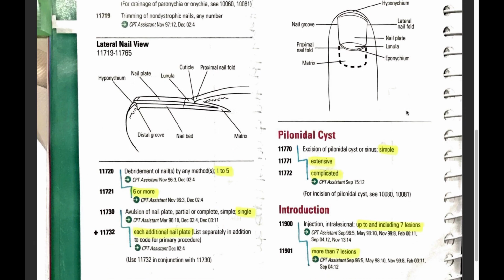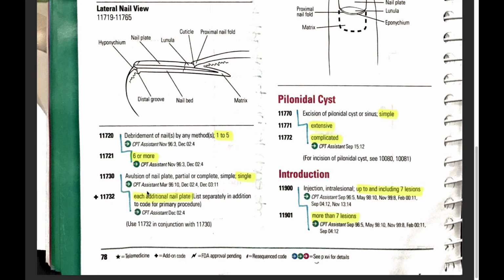Let's look at the codes. There's a debridement of nails, so even if it was multiple nails, it can only be coded once because it has that S in parentheses, by any method, 1 to 5 digits.